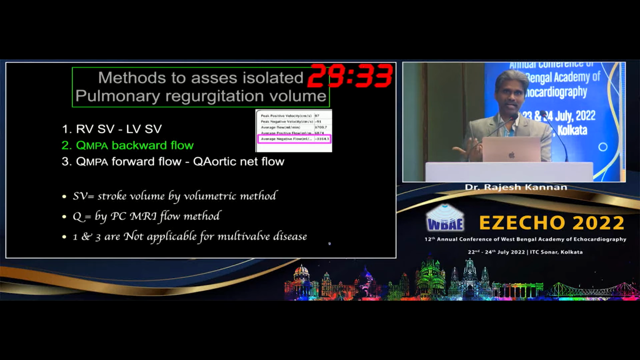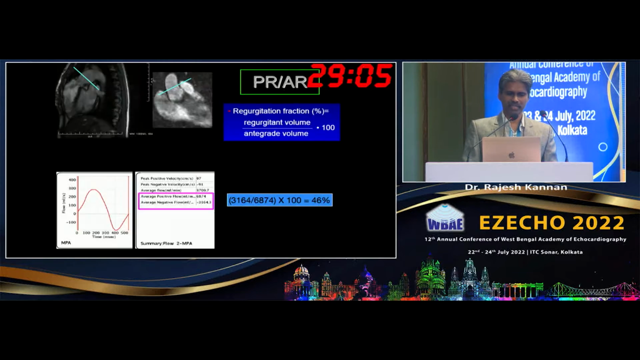So how will you quantify the regurgitant volume and the regurgitant fraction? If it is a single valvular disease, we can just look at the difference between the LV and the RV stroke volume. It will be applicable for both the semilunar valve and the atrioventricular valve level. Whereas for the semilunar valve, whether it is an aortic regurgitation or a pulmonary regurgitation, just by looking at the PC, the backward flow is equivalent to the regurgitant volume.